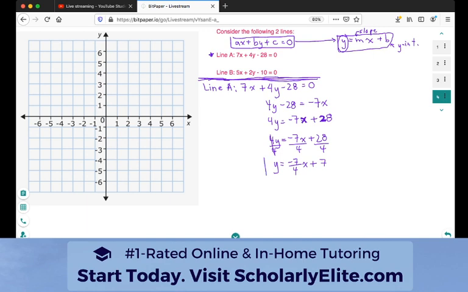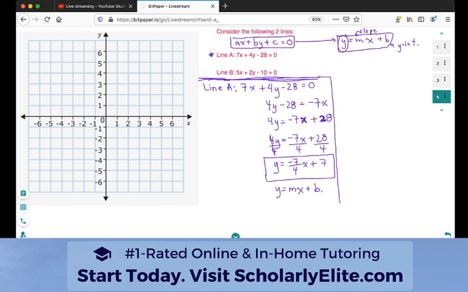So we have gotten our answer here. y equals mx plus b. If you think about it, this is in the exact format that we want. And our slope is negative 7 over 4, as you can see. And our y-intercept is positive 7.